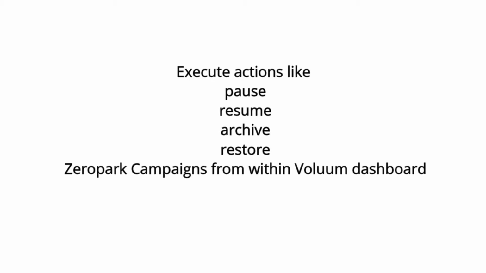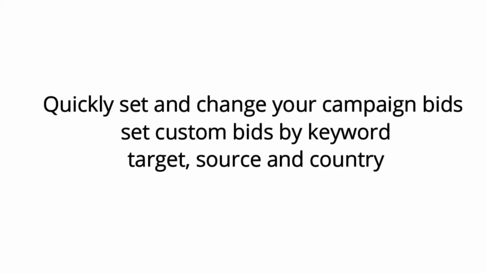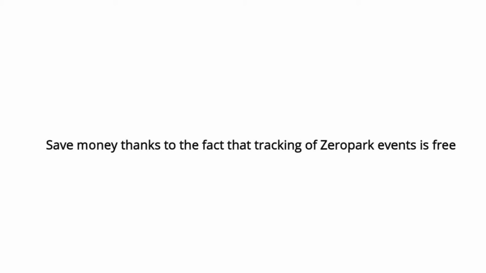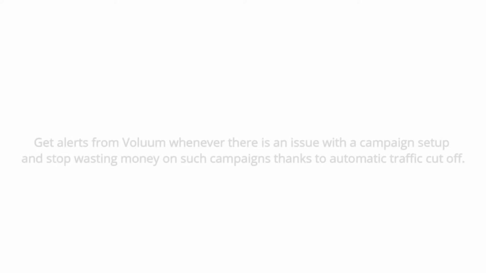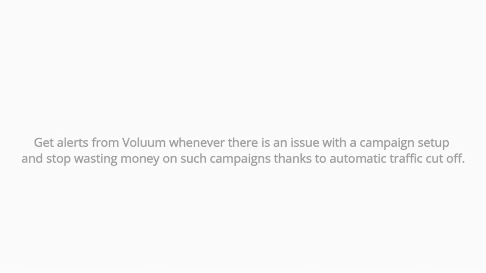So what do you get with the integration? Once the process of the integration is finished, you can execute actions like pause, resume, archive, restore campaigns from the Volume dashboard. And you can also quickly set and change your campaign bids, set custom bids by keyword, target, source, and country. You can also save money thanks to the fact that tracking Zeropark events is free, and you will get alerts from Volume whenever there's an issue with a campaign setup so that you don't waste money on campaigns thanks to automatic traffic cutoff.